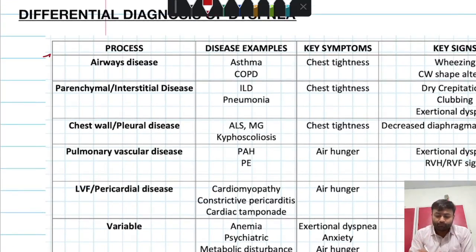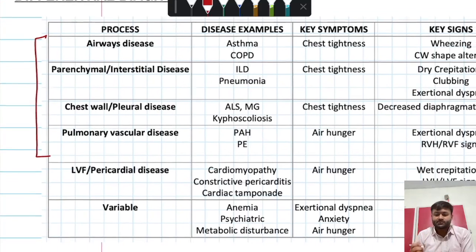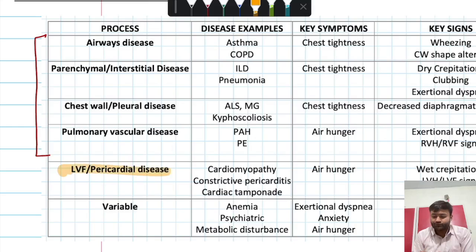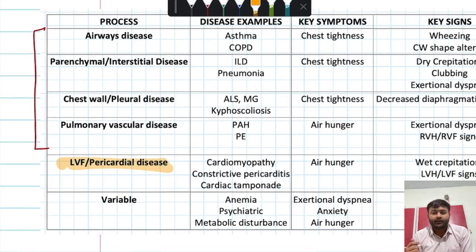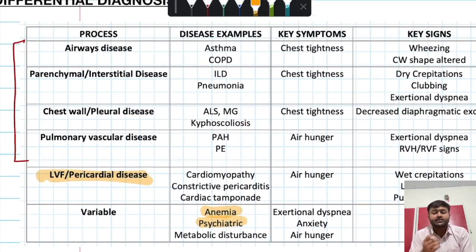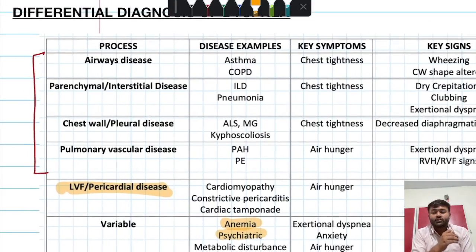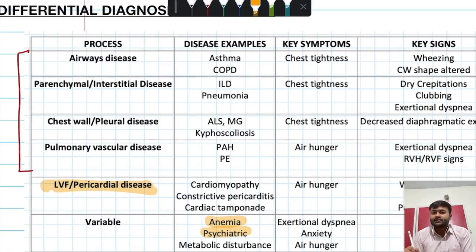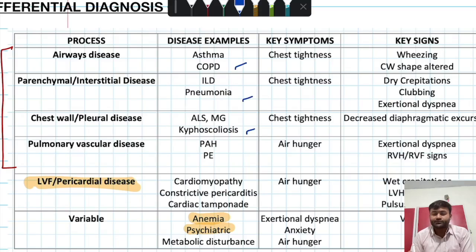First, you should think of a pulmonary etiology that can underlie the process. Then you should subsequently think of some cardiac cause that could be underlying it, and there could also be some other causes that are not systemic in nature, which include anemia and psychiatric disorders like panic attacks. So in these conditions you can see dyspnea occurring. The pulmonary disorders are divided into 4 major classes: the airways disease, parenchymal or interstitial diseases, the chest wall and pleura, and the pulmonary vascular diseases. These are the various disease examples that could produce such symptoms.